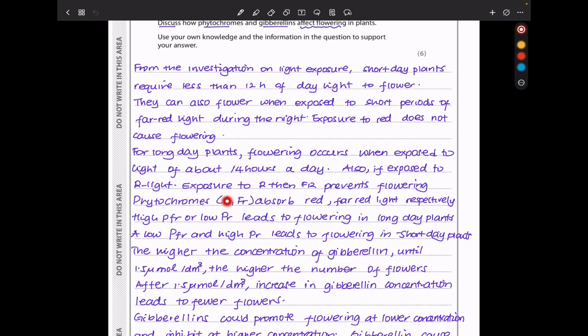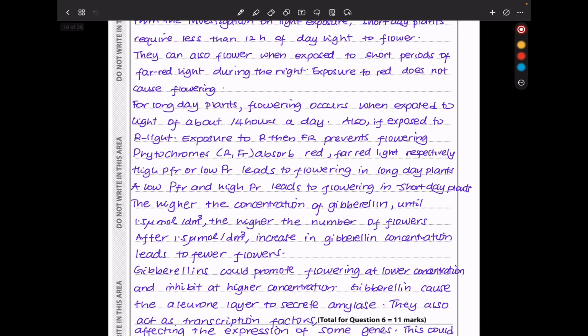Here it's because this absorbs that and that absorbs that. High PFR or low PR leads to flowering in long-day plants. A low PFR and a high PR leads to flowering in short-day plants.